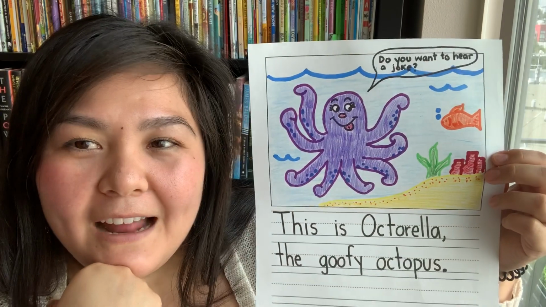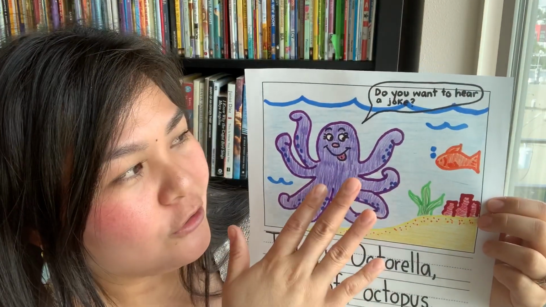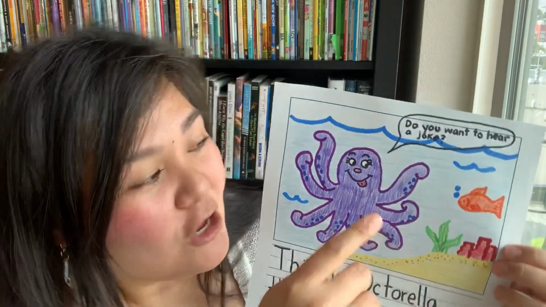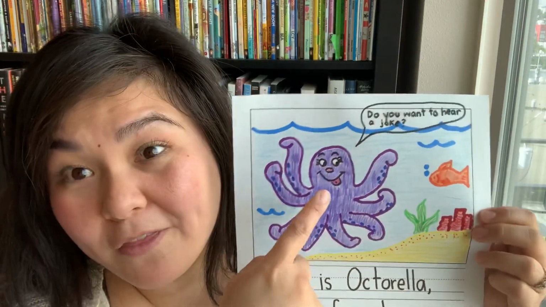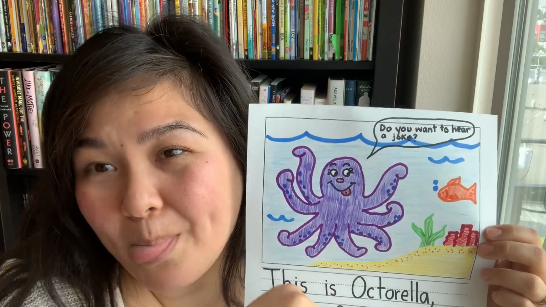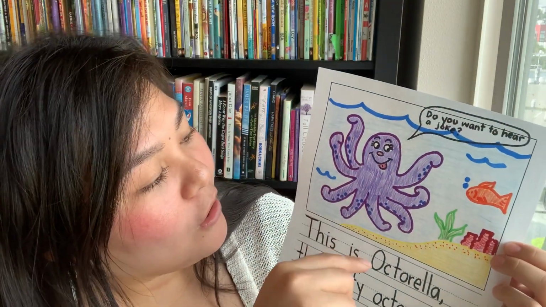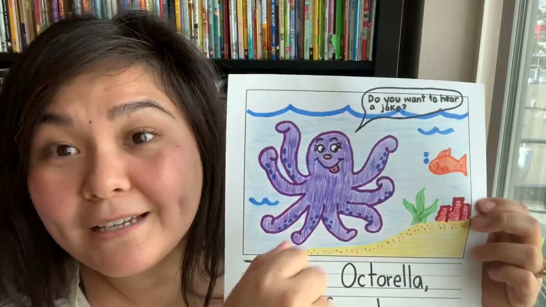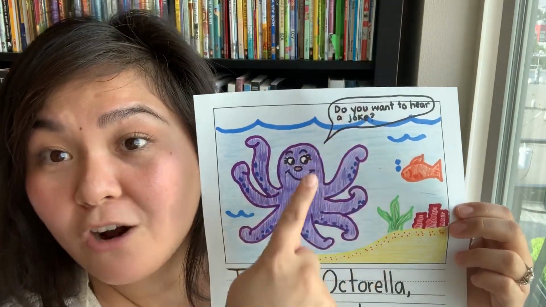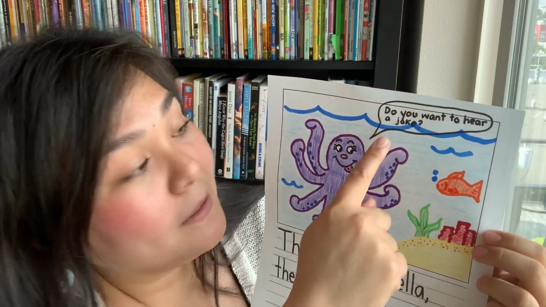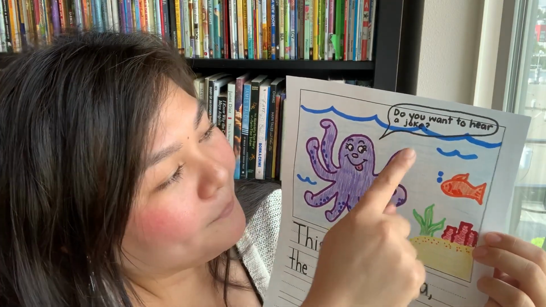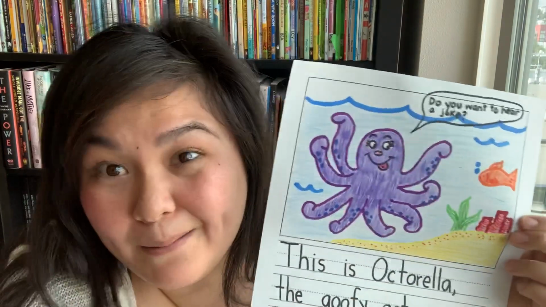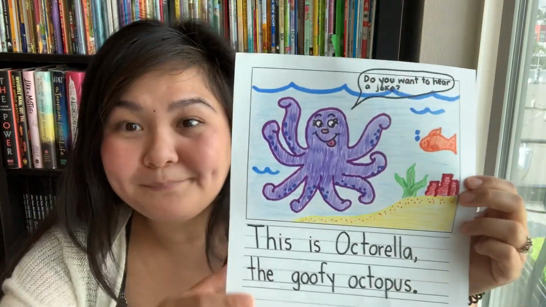I've also decided that I wanted to include my picture that would show my reader that Octorella, my main character, is also goofy. So I drew a picture of Octorella with their tongue sticking out like this, and Octorella's arms waving around, kind of in a goofy, silly way. I've also decided to include a speech bubble, so words Octorella is saying, and you can read it with me. Do you want to hear a joke? So that my reader knows that Octorella is goofy and sometimes likes to tell jokes to be silly.